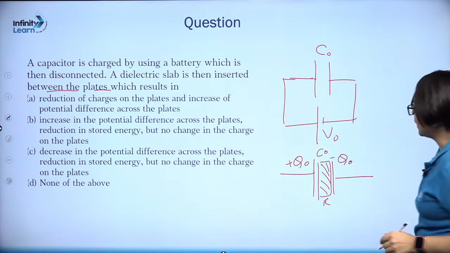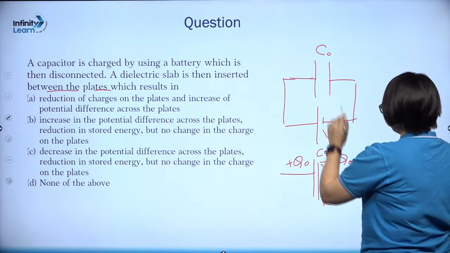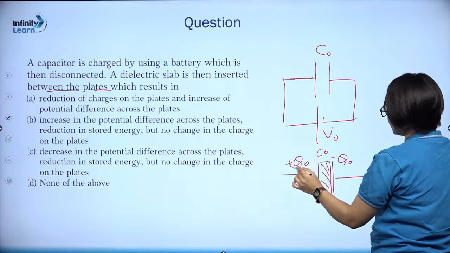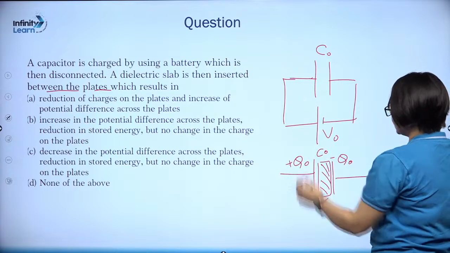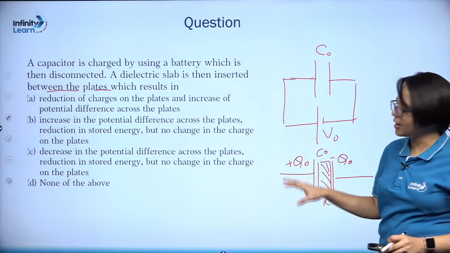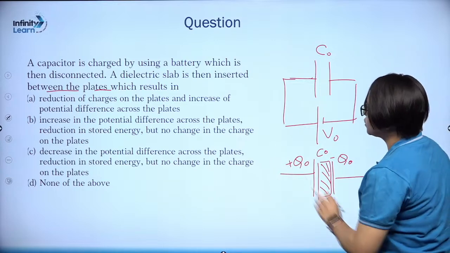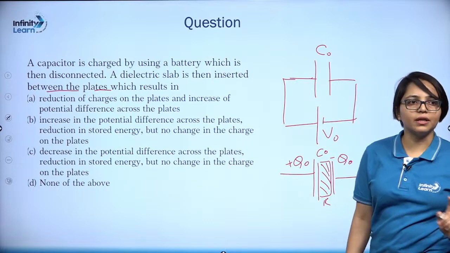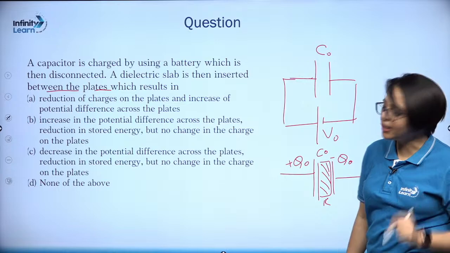Option C, okay. So over here, see, initially there was a potential difference source, so we have charge plus Q naught and minus Q naught. Now we are disconnecting it, so charge will be the same, charge will not change. It will not go anywhere. So charge will be same, but potential difference and energy stored will be different. Well done guys.